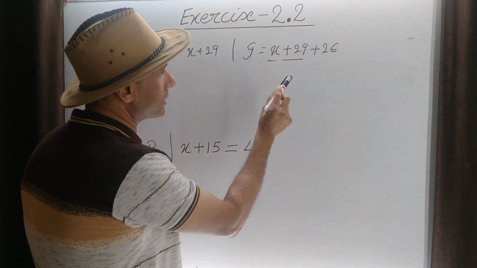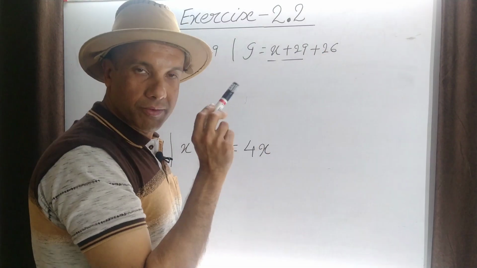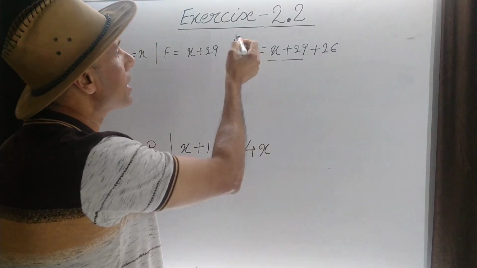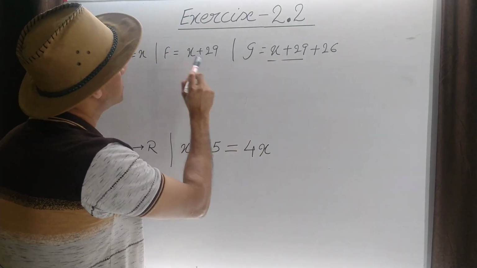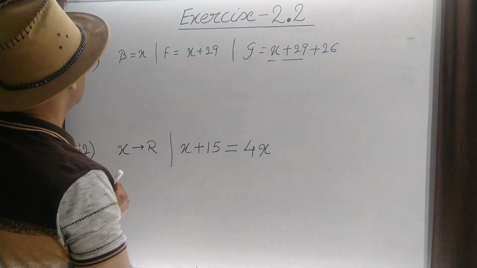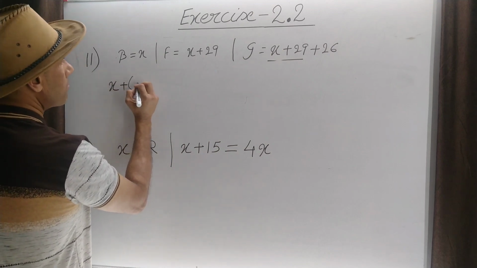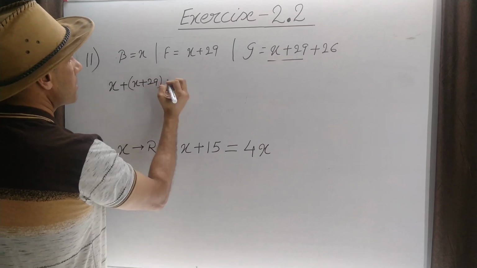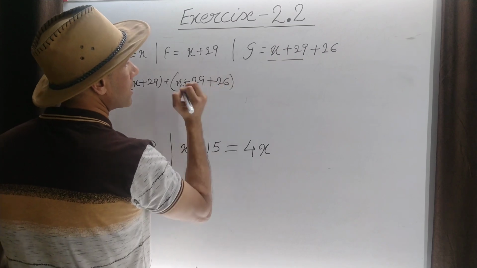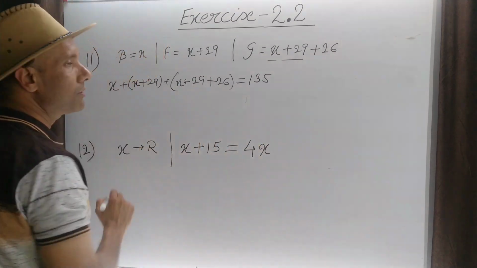His grandfather is 26 years older than Baichung's father. It is stated that Baichung's father is 26 years younger than the grandfather. So Baichung's grandfather is 26 years older than Baichung's father, correct? So we add up their ages: Baichung's age plus Baichung's father's age plus Baichung's grandfather's age, and we get 135. Okay, so this is the equation you have to solve to find the value of x.